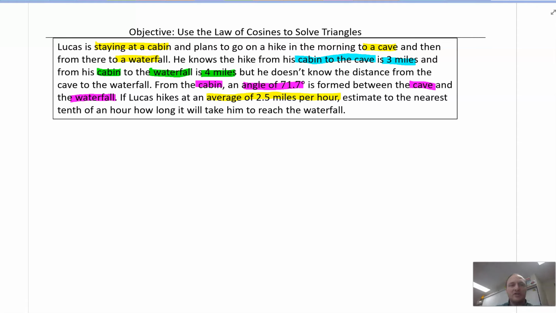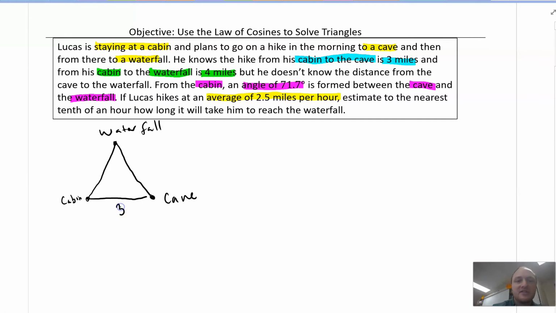So lots of information. Let's go ahead and draw a picture of all of this. Here's the cabin, and then here is the cave, and up here we'll put the waterfall. Beautiful image. Let's plug in the information we're given. The cabin to the cave is 3 miles. The cabin to the waterfall is 4 miles. He doesn't know the distance from the cave to the waterfall. And from the cabin, an angle of 71.7 is formed with the cave and the waterfall. So this is 71.7 degrees.